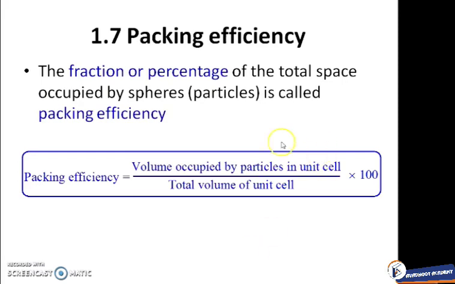Next point is the meaning of packing efficiency or packing density, also called atomic packing fraction. Packing efficiency is the fraction or percentage of total space occupied by spheres or particles. The formula for this is: packing efficiency is equal to volume occupied by particles in unit cell upon total volume of unit cell into 100.